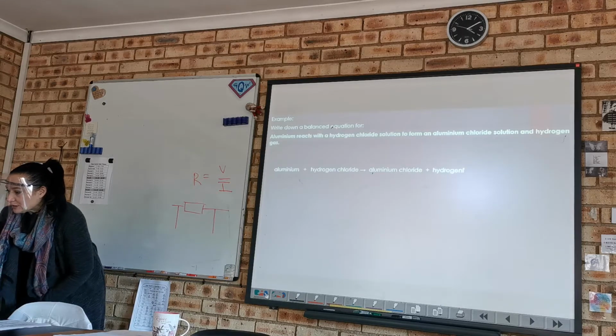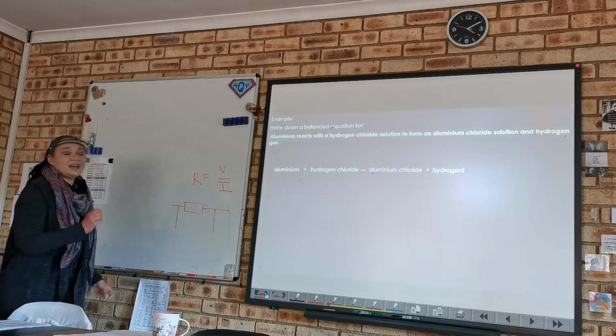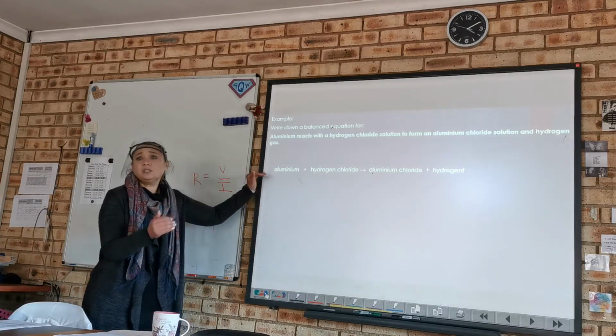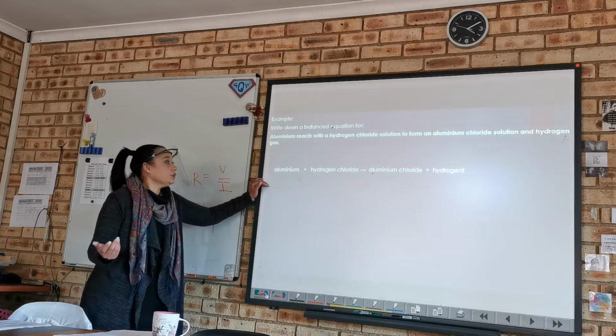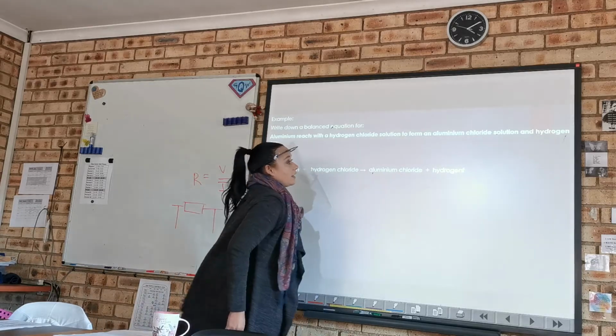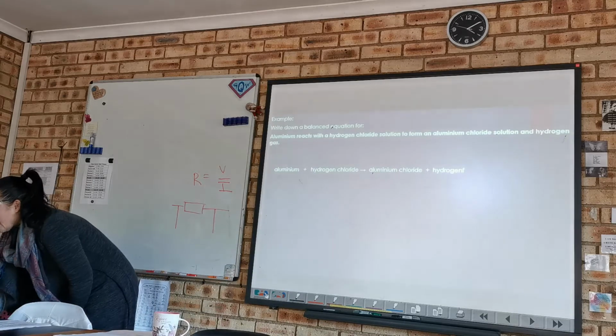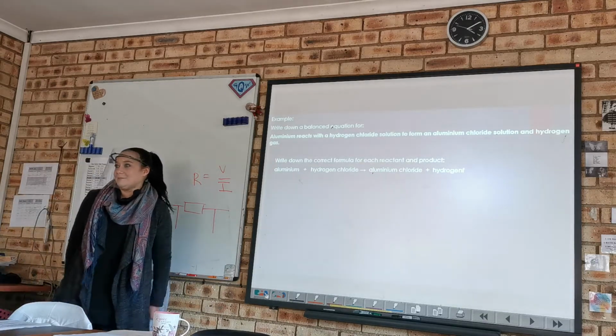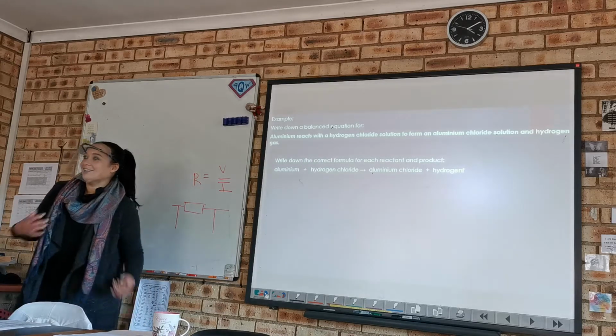So what we're going to do firstly, as always, is we're going to write the equation in words. Okay, so this is referred to as a word equation because it's the equation in words, and it says aluminium plus hydrogen chloride gives me aluminium chloride plus hydrogen gas. I'm sorry, the F on the end there is a problem. It should not be there. Thanks for pointing that out, though.